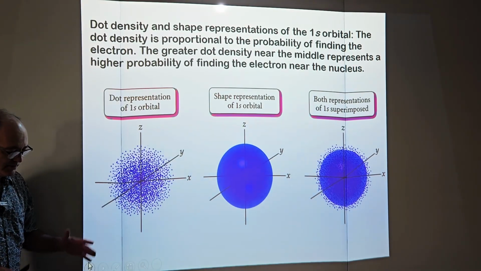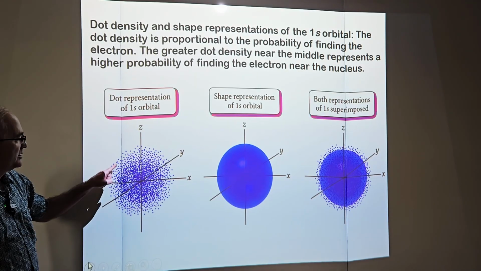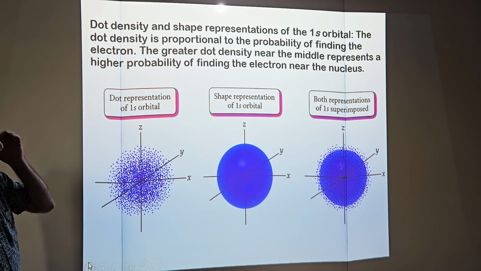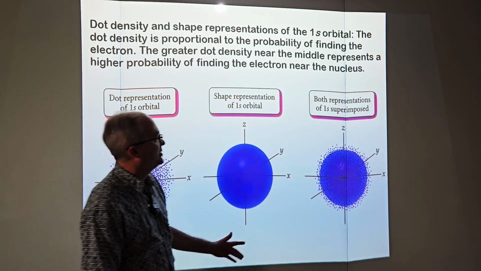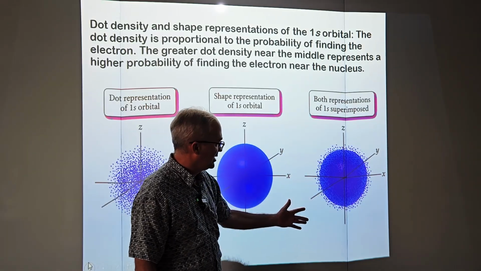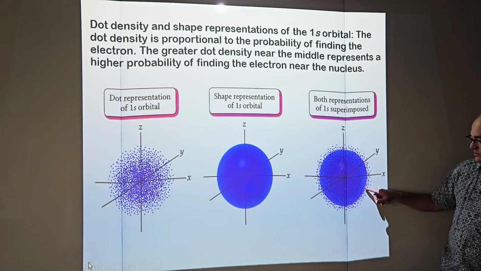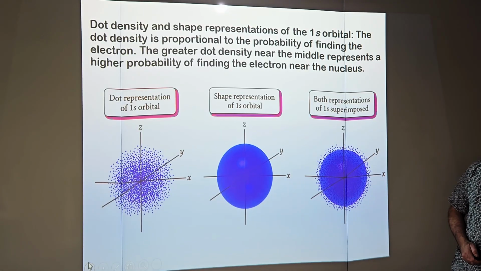So there's actually some mathematics and equations that produce these. Here's a bunch of dots representing where we could find an electron in a 1s orbital. Here's the shape representing the 1s orbital. And here's both representations superimposed. So it's kind of like the catcher's mitt. Sometimes electrons are outside of the sphere, but 90% of them are in that sphere.